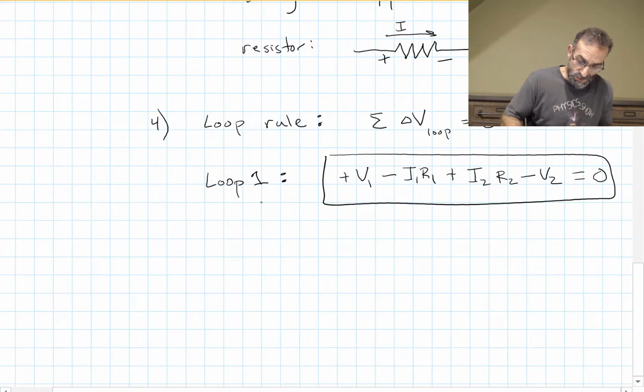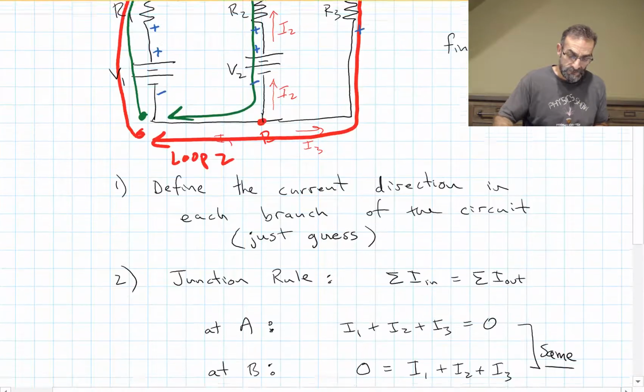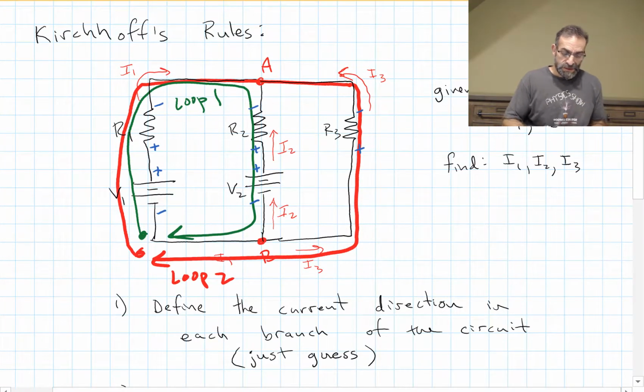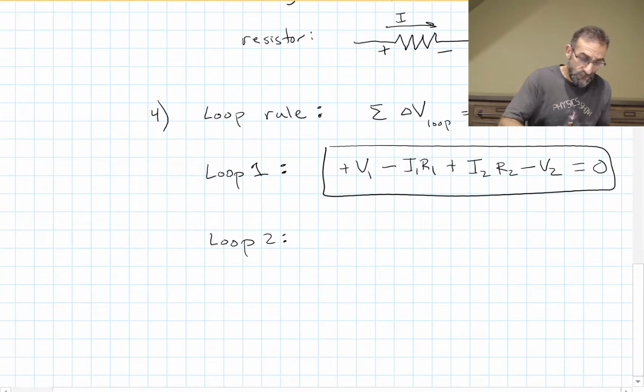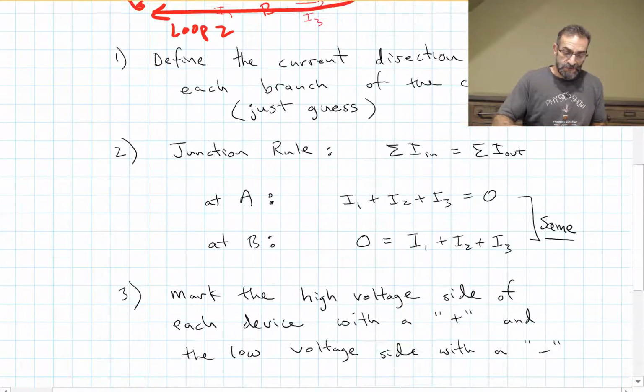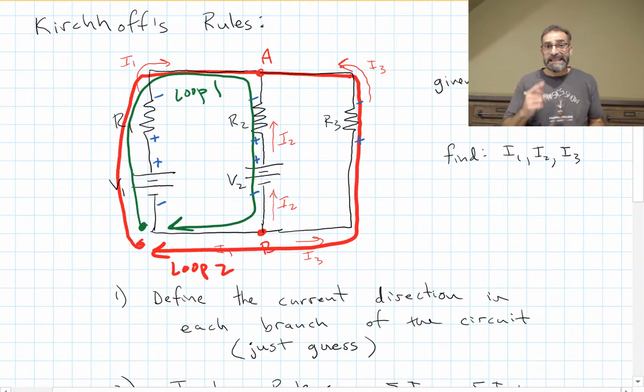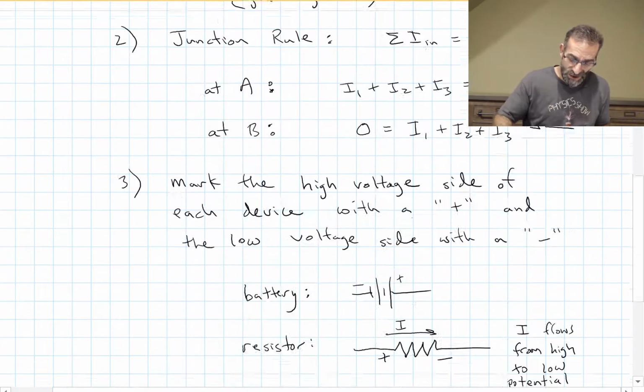Now I'll do my other loop, the red one. First thing I do, I start in the lower left corner. I'm going clockwise around my circuit. I encounter battery 1. I go in the low potential side, I come out the high potential side. So I have gone up by V1. Then I encounter resistor R1. I'm going in the high potential side, coming out the low, so I am dropping by I1 R1.